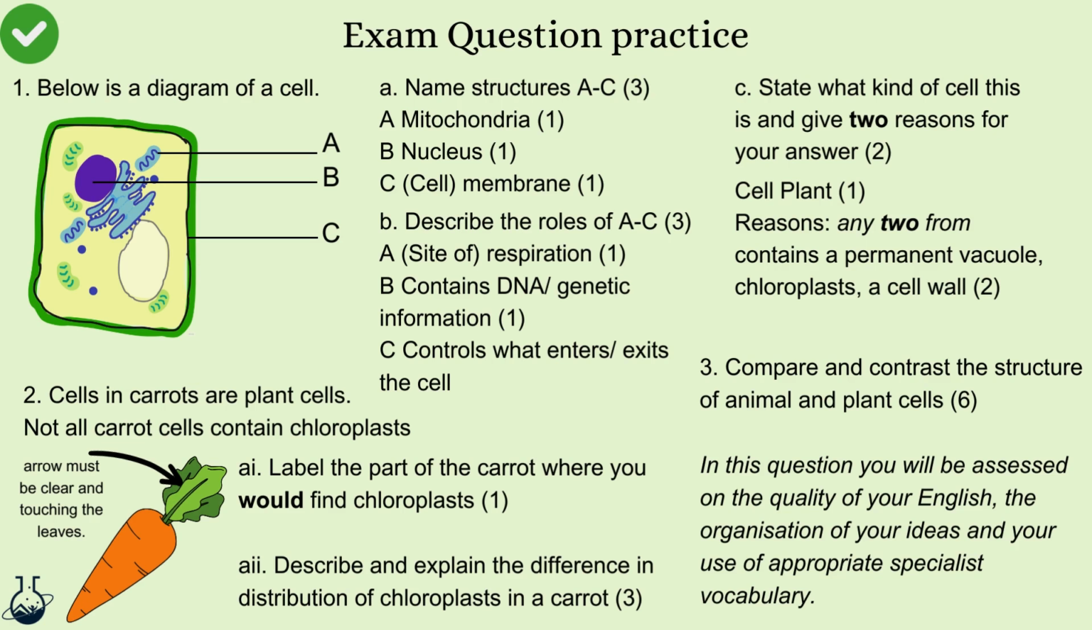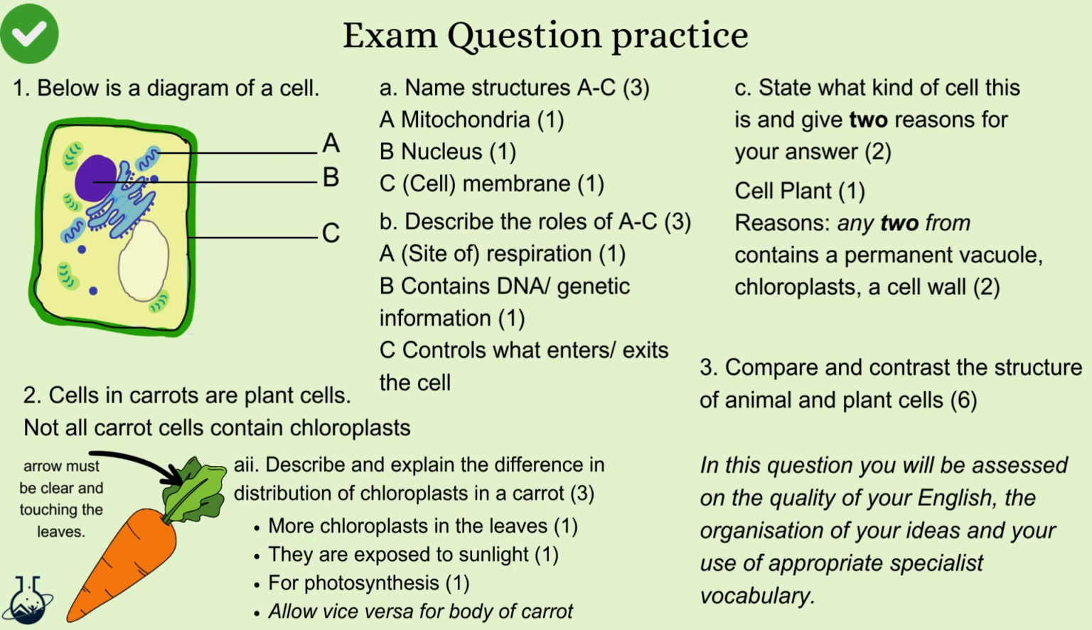Question 2, part AII. Describe and explain the difference in distribution of chloroplasts in a carrot for 3 marks, so 3 points. As briefly just mentioned, more chloroplasts in the leaves because they are exposed to sunlight for photosynthesis. If you got 3 marks for the vice versa, so less chloroplasts in the base because they are underground, not exposed to sunlight, so no or less photosynthesis occurs, would also get you 3 marks.